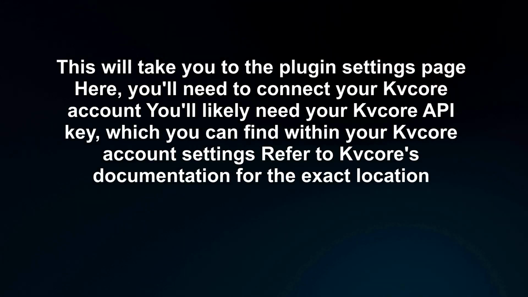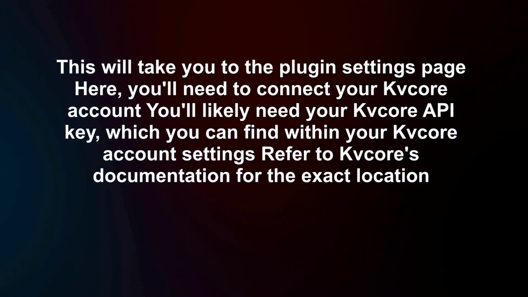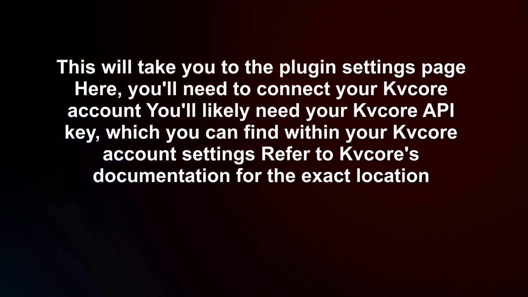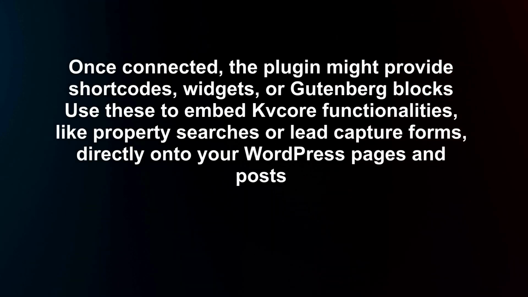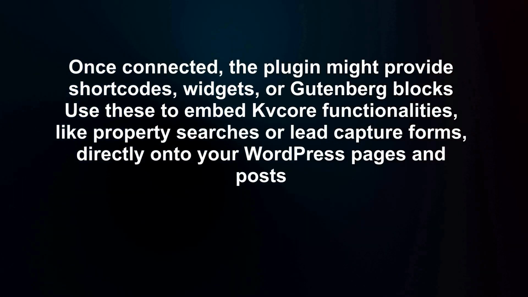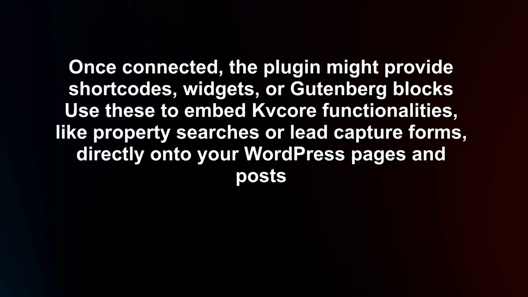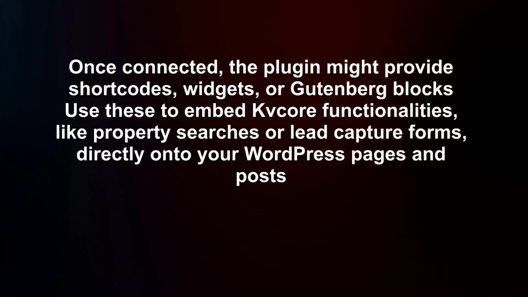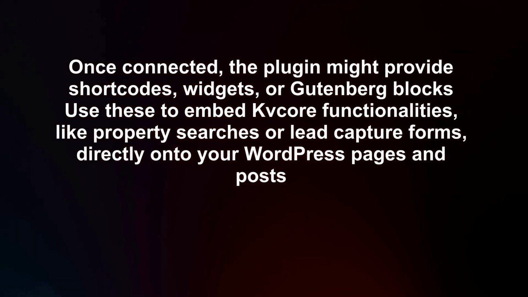Here, you'll need to connect your Kvcore account. You'll likely need your Kvcore API key, which you can find within your Kvcore account settings. Refer to Kvcore's documentation for the exact location. Once connected, the plugin might provide shortcodes, widgets, or Gutenberg blocks. Use these to embed Kvcore functionalities, like property searches or lead capture forms, directly onto your WordPress pages and posts.